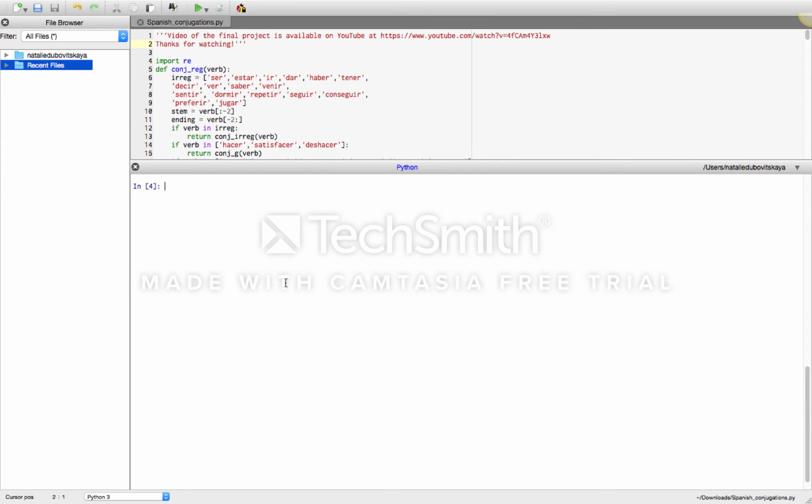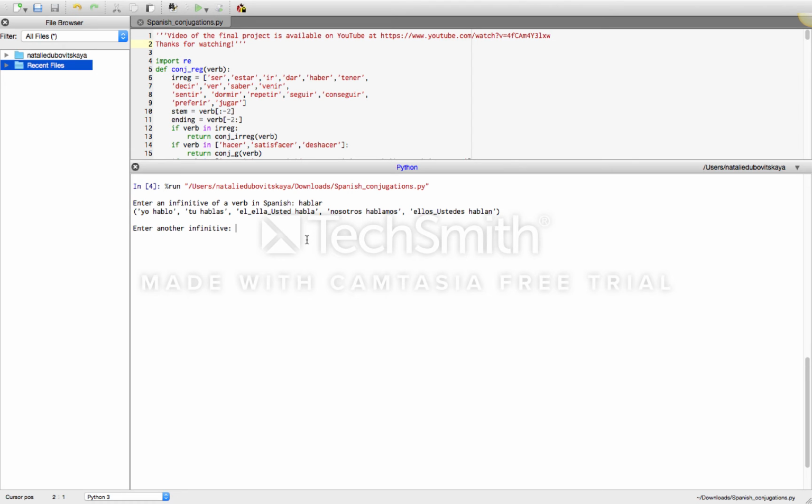Okay, here we have the code, and let's run it, and it's going to ask for user input. So let's give it a Spanish infinitive, the verb hablar, to speak, a regular verb. It conjugates it as a regular verb, so it knows how to do that. If we give it an irregular verb, such as ir, to go, it will correctly conjugate it as well.